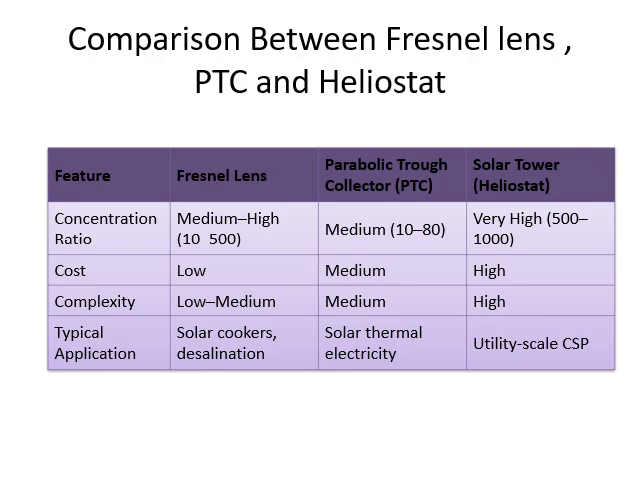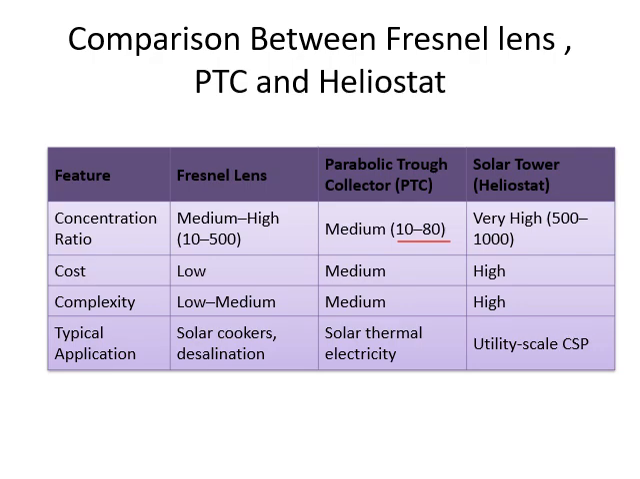Okay, so we can see in terms of concentration ratio, Fresnel lens is medium to high concentration from 10 times to 500 times. Parabolic trough is within the range of medium, 10 to 80. Solar tower is very high, 500 to 1000. Cost for Fresnel lens is low. Parabolic trough collector is medium, heliostat is high. Complexity for Fresnel lens is low to medium, PTC is medium, heliostat is high.